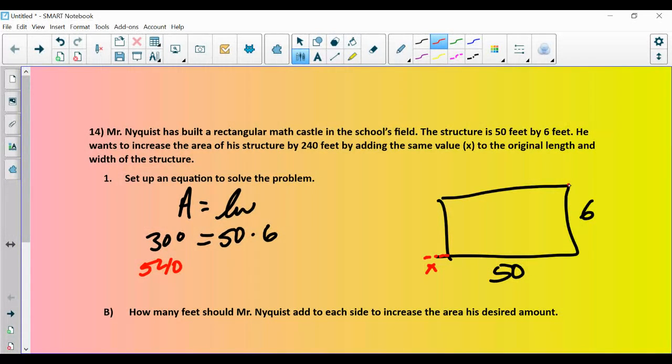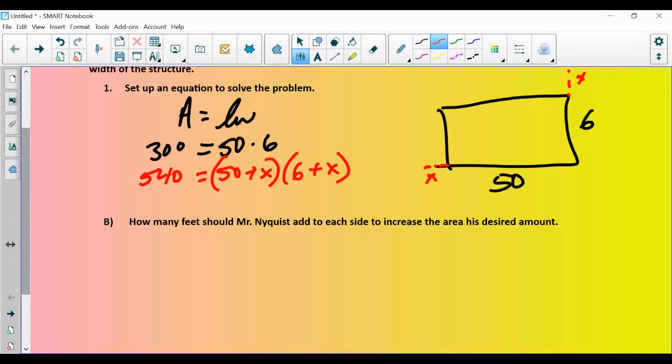And adding that same distance to the width. So we're not satisfied with 50 as our length, we want it to be 50 plus x. And the same thing with 6, we want that to be 6 plus x. Set up an equation to solve the problem. This would be a satisfactory equation that we want to solve this problem. That's what I'm looking for.